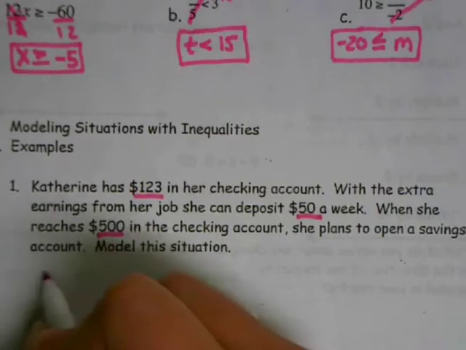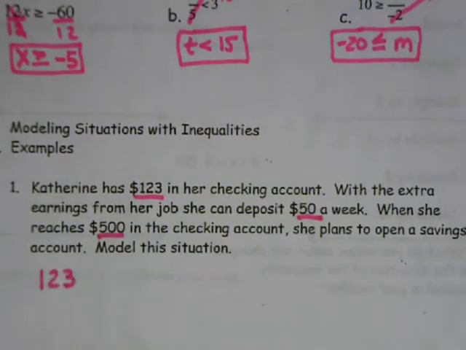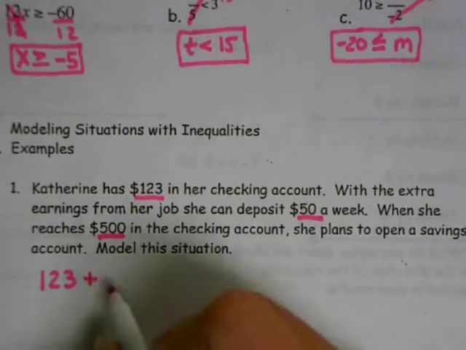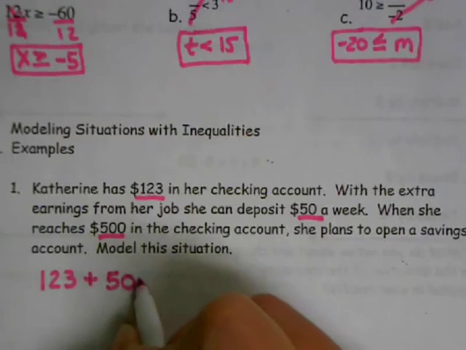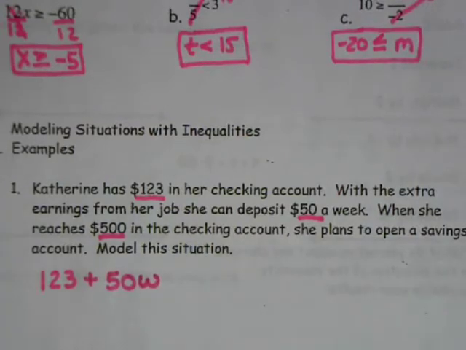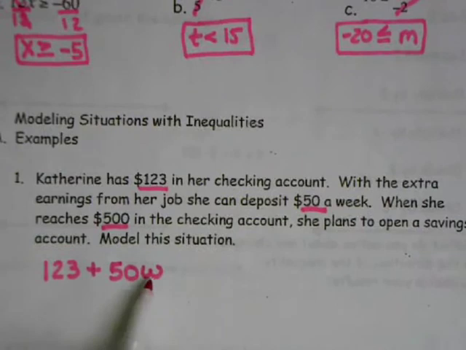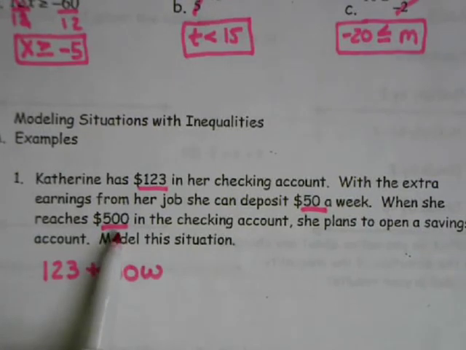Well, we know she's got 123, right? To model the situation, we're just going to write ourselves an inequality or equation. We'll see what happens. She's got 123 right now. What's she doing? She's putting more in, right? She's putting in $50 a week. Okay, so she's adding in $50 every week. Do we know how many weeks it's going to take her to get to her goal of 500? We don't. $50 times some number of weeks, right? 50 times W maybe. And she's hoping that in some W amount of weeks, she's going to have at least 500 bucks in there. Right?